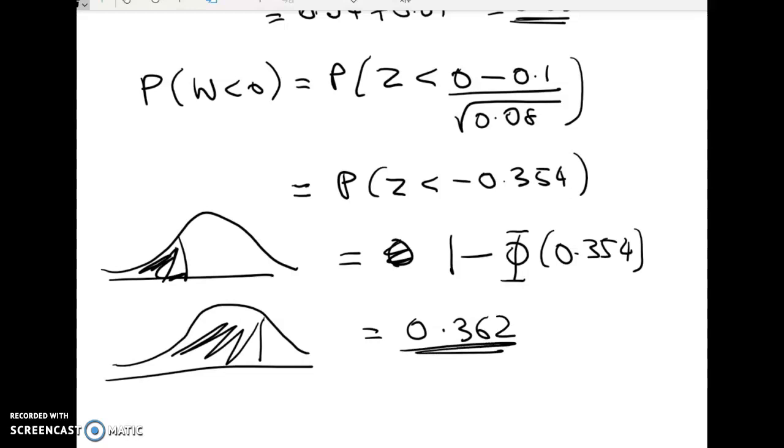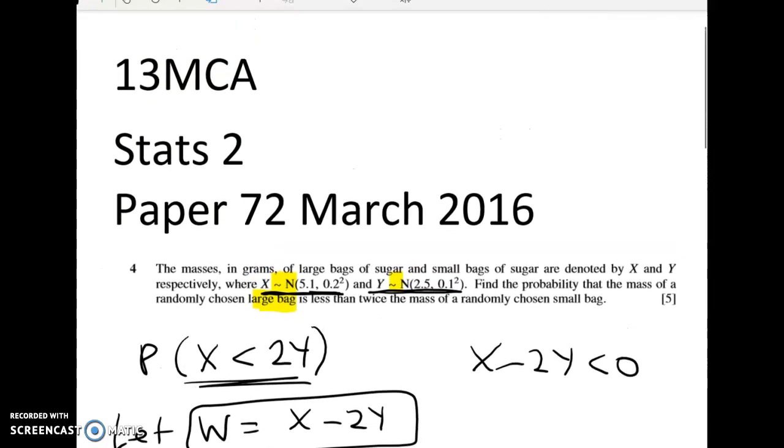0.362. So there you go, very straightforward question, comes up all the time, and if you follow the approach of defining a new variable, I think you can't go too far wrong. So 5 marks out of 50 for that one.